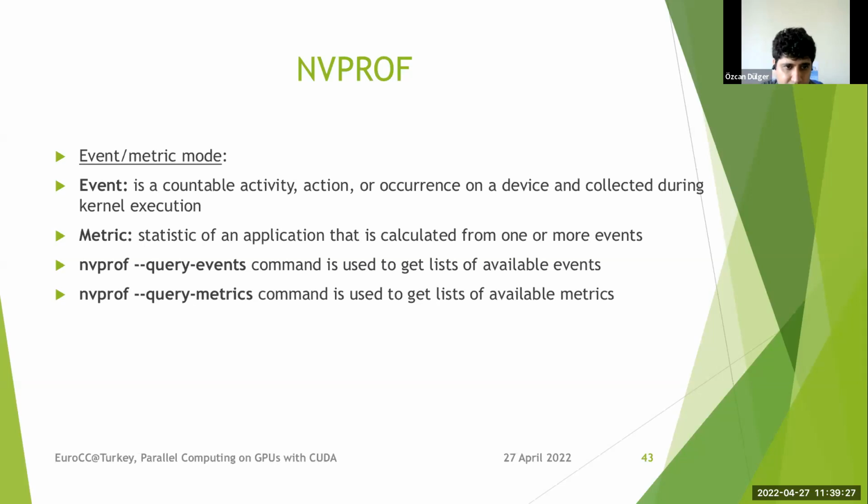They can be a countable activity, such as kernels or CUDA memory copy, or an action, or an occurrence. A metric is a statistic of an application that is calculated from one or more events. So the metric is calculated by using one or more events, and it gives us a statistic for an application. I told you about the query-events and query-metrics options before.